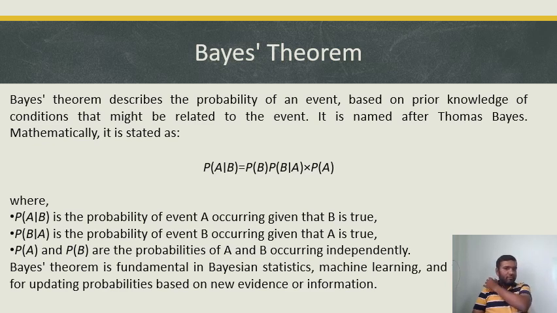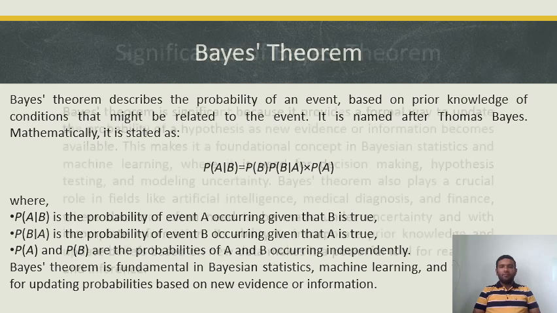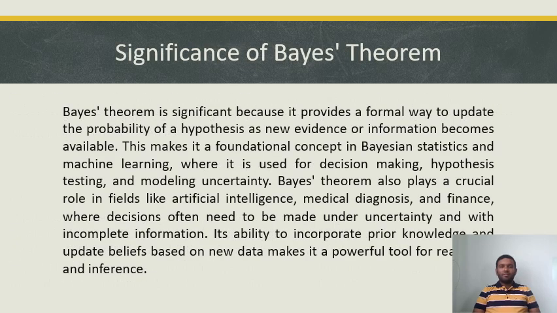This is P of A or B, P of B, P of B or A into P of A. This is about Bayes' theorem. What is the significance of Bayes' theorem?